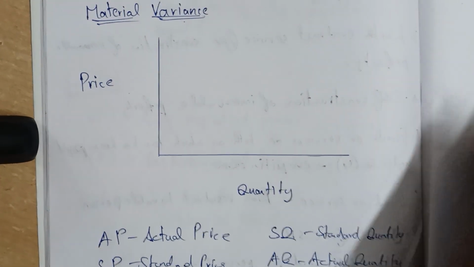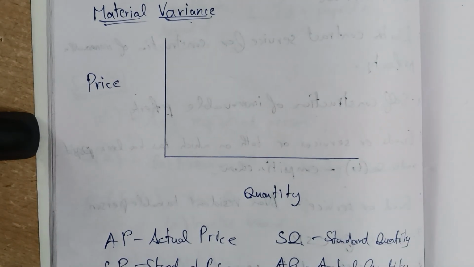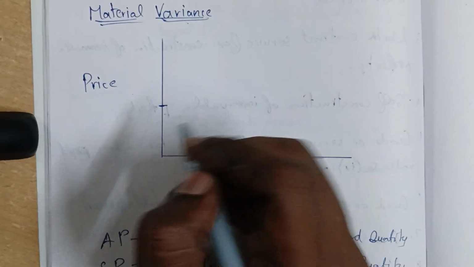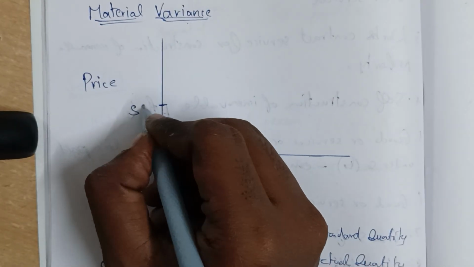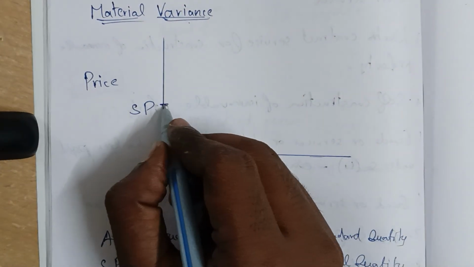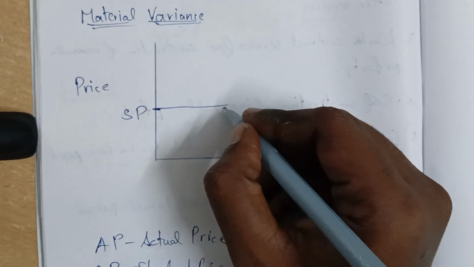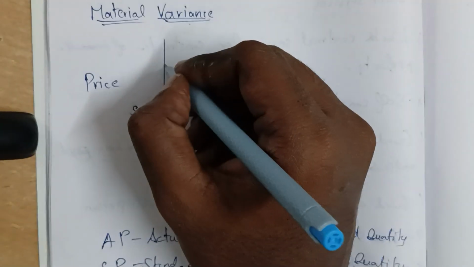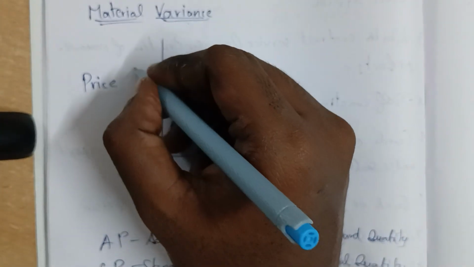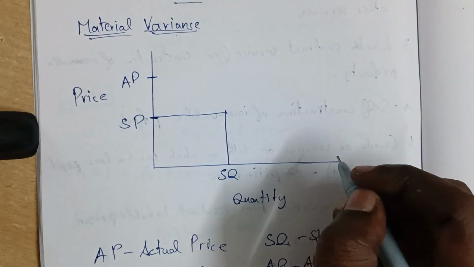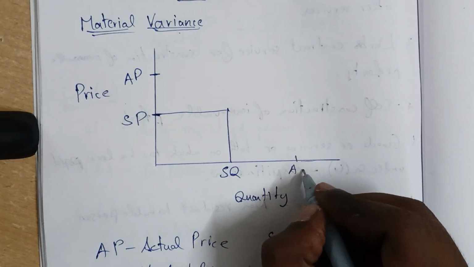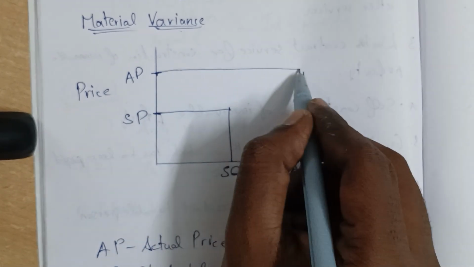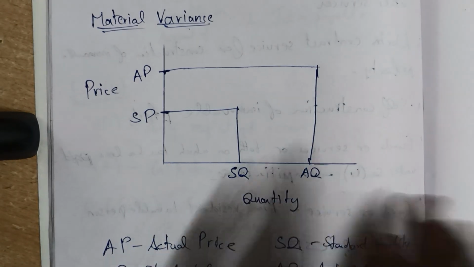So I'm gonna go ahead and start with the graph, and I will explain it a bit more soon. So let's start with price. So let's put standard price here. So it comes as SP. Standard price will obviously be associated with standard quantity. So here comes SQ. Then the actual price is a bit higher than the standard price, so actual price comes here, and the actual quantity comes here. Let's just join these two. Okay, this is the first step of the graph.